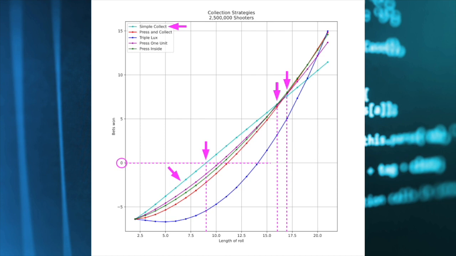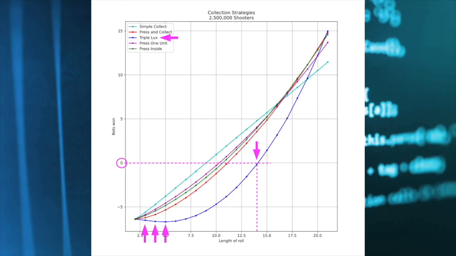Triple Lux, on the other hand, actually loses extra money for several rolls. That's because we're power pressing the bets while not collecting anything. And it doesn't break even until after roll 14. It doesn't catch up to Simple Collect until the 19th roll, and doesn't overtake the other pressing strategies until roll 21. That's a huge disadvantage to overcome.